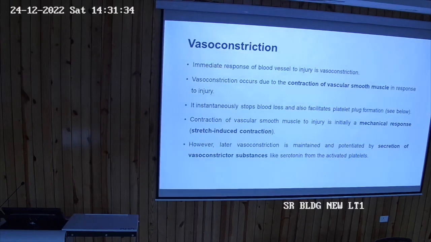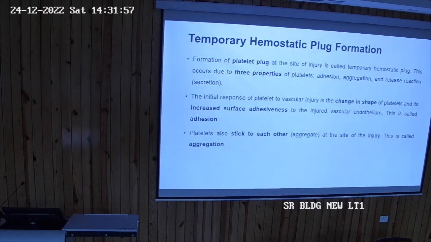Vasoconstriction, contraction of vascular smooth muscle in response to injury. Okay, mechanical response, stretch induced contraction. This is bold, so definitely pay attention to it. Secretion of vasoconstrictor substances like serotonin from the activated platelets at the site of injury. That is done. There are 3 properties: adhesion, aggregation and release reaction, that is known as secretion.